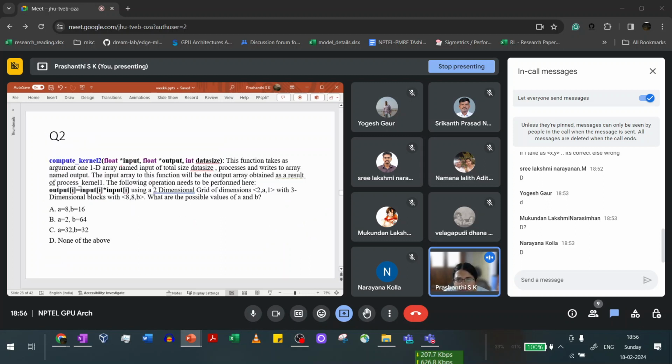Okay. Compute kernel 2. This takes as argument a 1D array named input of total size data size, processes and writes to array named output. The input array to this function will be the output array obtained as a result of compute kernel 1. The following operation needs to be performed here: output[i] = input[i] * input[i], using a two-dimensional grid of dimensions 2, a, 1 with three-dimensional blocks 8, 8, b. What are the possible values of a and b?